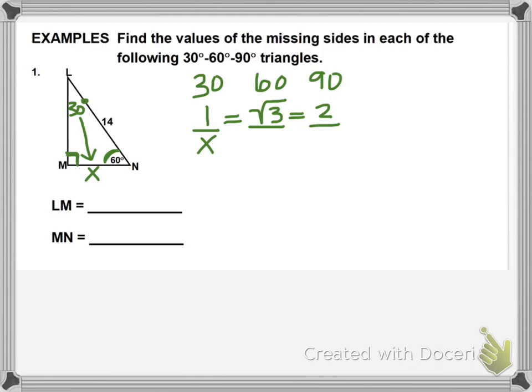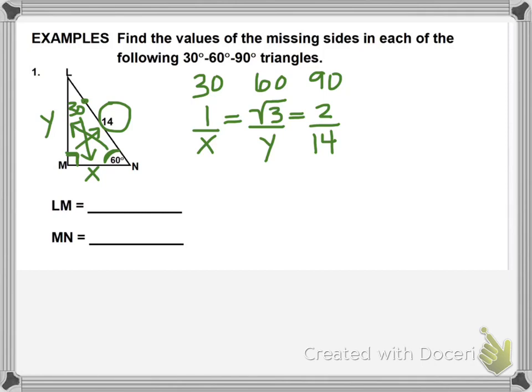The side across from the 60-degree angle, I also don't know, but I know that it does not equal X. It's going to have a different length. So I'm going to introduce a second variable. Let's call it Y. And then the side across from the 90-degree angle, that's this 14 here. That's the only side length that I know. Okay?